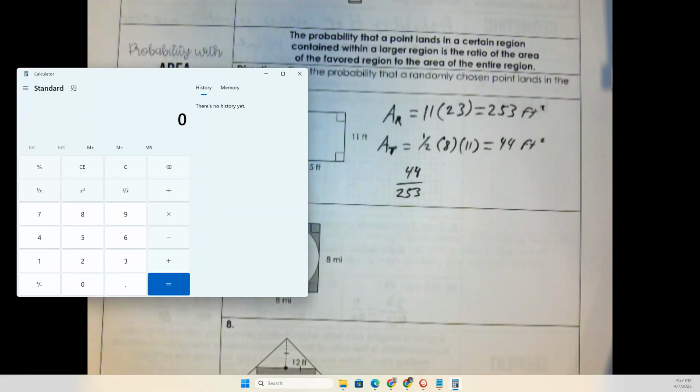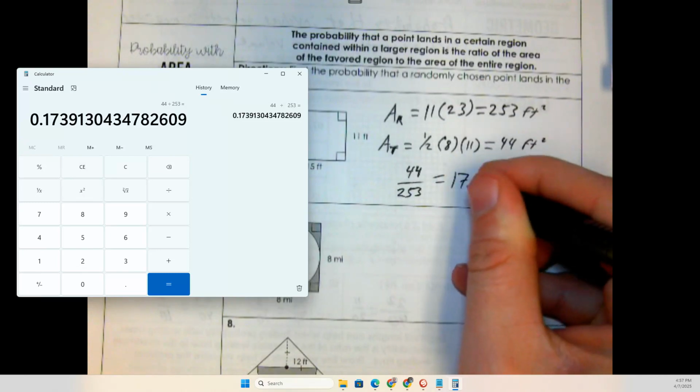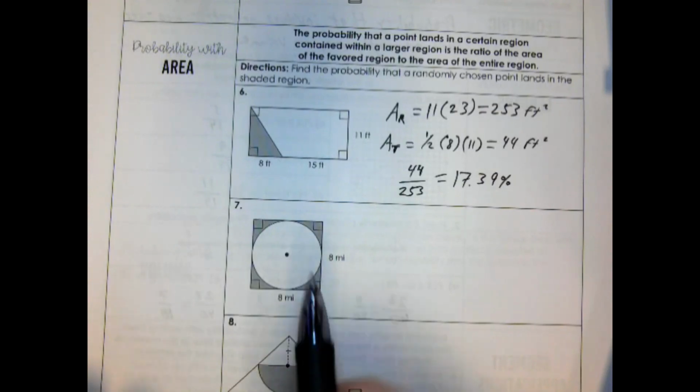And let's just calculate what our percentage would be. 44 divided by 253 is 0.17391. And then I would move the decimal 2 places to the right. So that would be about 17.39% chance. Okay, what about here?